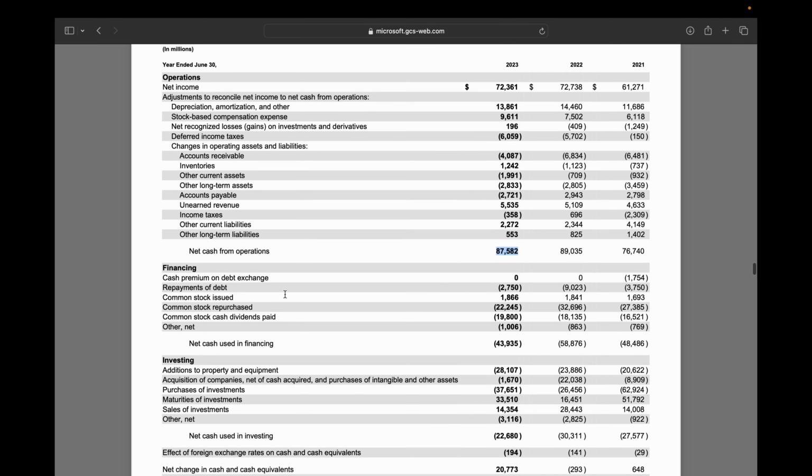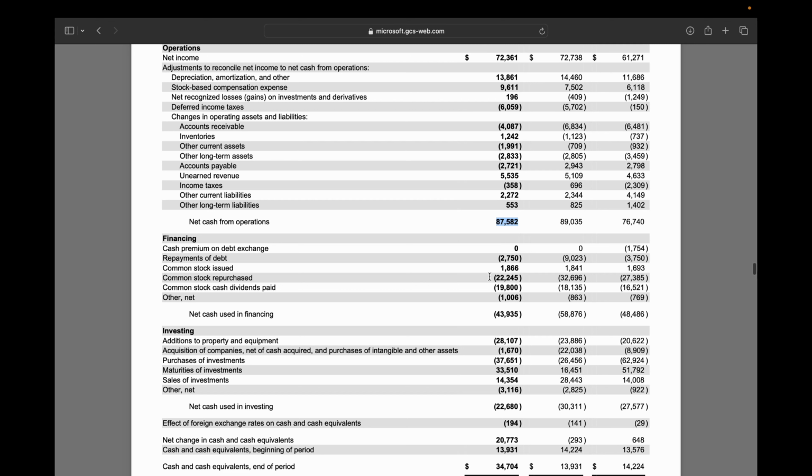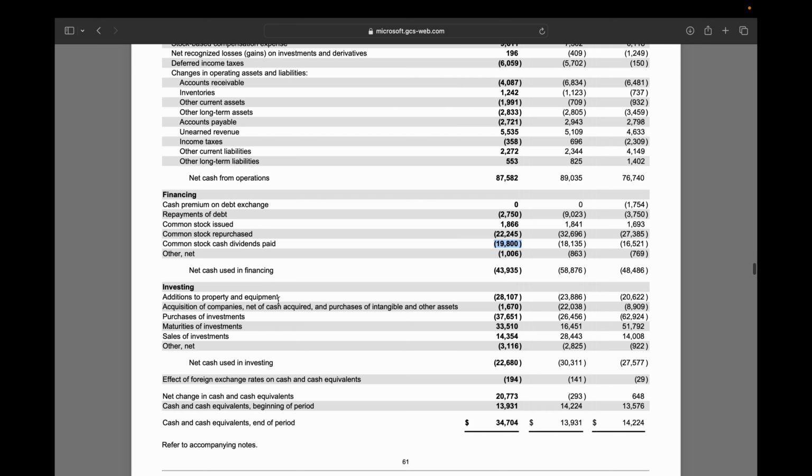Next is cash from financing. As you can see here, Microsoft spent $22 billion on purchasing their own shares and spent almost $20 billion on dividends. Cash flow from investing paints a picture of how the company is investing into their business. Microsoft here spent $28 billion in new property, plant, and equipment, $1.6 billion on acquiring new companies, and so on.